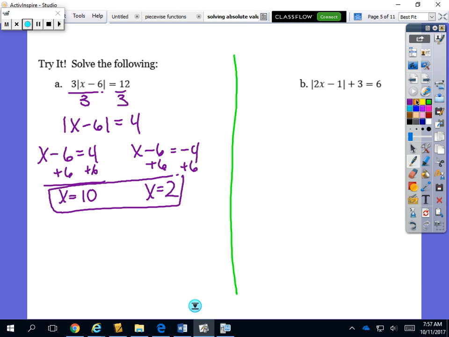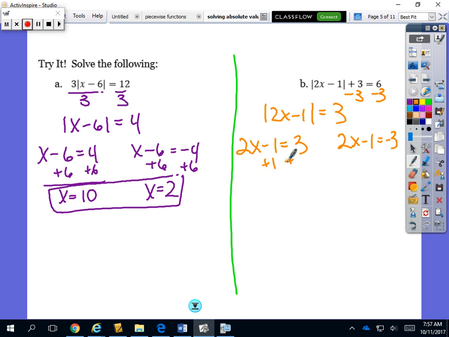Okay, and then the second equation, I'll do it in a different color. 2 times absolute value of 2x minus 1 plus 3 equals 6. Hmm, rather, absolute value of 2x minus 1 plus 3 equals 6. So undo that, minus 3, minus 3. So you have absolute value of 2x minus 1 equals 6 minus 3, which is 3. Okay, we're on step 2 now, so we're going to drop the absolute value bars and create our two equations. 2x minus 1 equals 3, and 2x minus 1 equals negative 3.